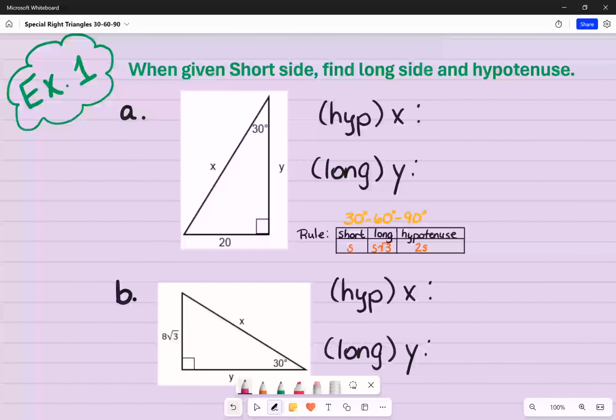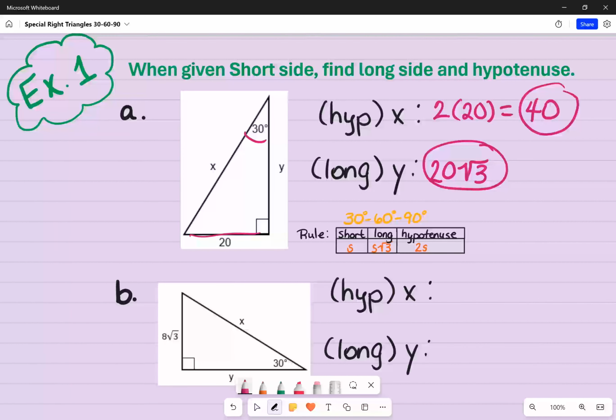So when given the short side, and again, I'm looking at my angle, which is the smallest angle, and across from it, that is my short side. I am told that the short side is 20. Remember, short side is just my variable s. So if I wanted to find the long side, all I have to do is multiply that times root 3. So to find the long side, I'm going to take 20, which is my short side, and I'm going to multiply it times root 3. So now if I want to find my hypotenuse, I'm going to take my short side and I'm going to multiply it times 2 because that's what my rule tells me to do. So 2 times my short side, which is 20, is 40.